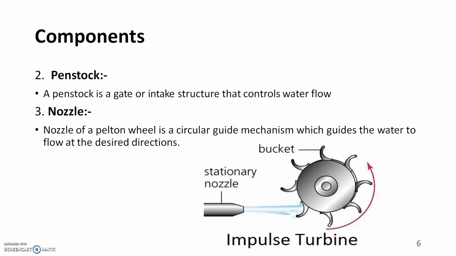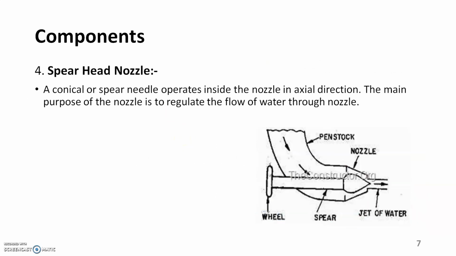So that is the nozzle. The next is the spearhead nozzle. Again, as explained, a conical spear or needle operates inside the nozzle in the axial direction. It is basically done to regulate the flow of water through the nozzle, right?